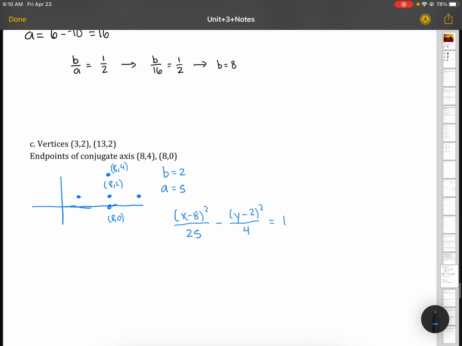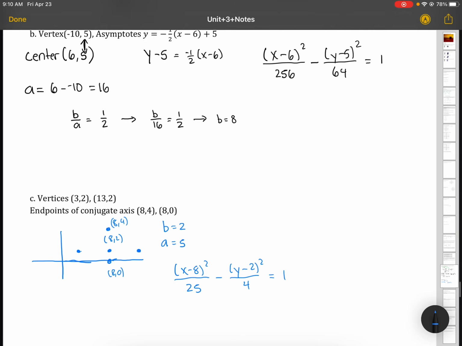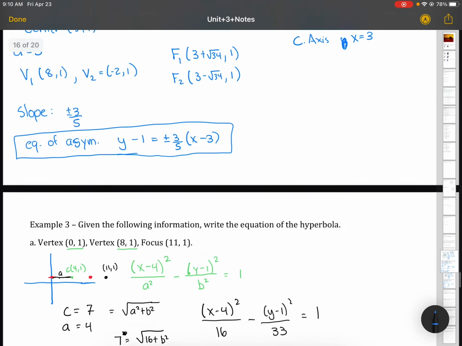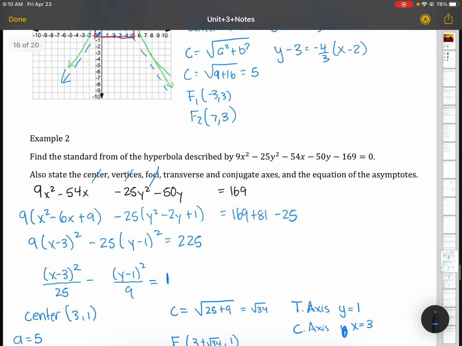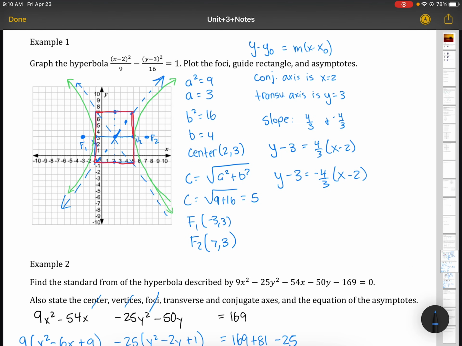All right, so that concludes our video for hyperbolas. Pretty straightforward process. We are, again, just using completing the square to put the things in the standard form and parsing our formulas and equations to get the appropriate information.